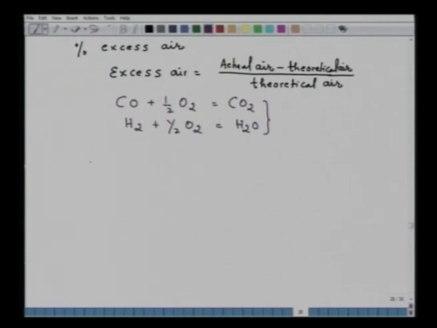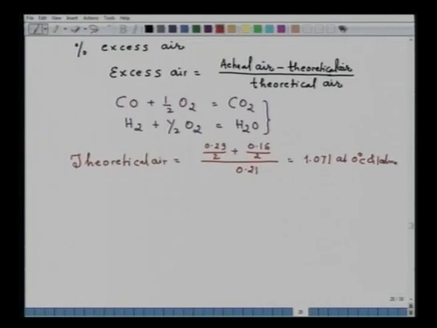So, we can calculate now the theoretical air. That will be equal to 0.29 upon 2 plus 0.16 upon 2, you have to divide by 0.21, and this is equal to 1.071 again at 0 degree Celsius and 1 atmosphere, because 1.071 of course meter cube, because the volume of gases without mentioning pressure and temperature has no value. So, now we can calculate the excess air.